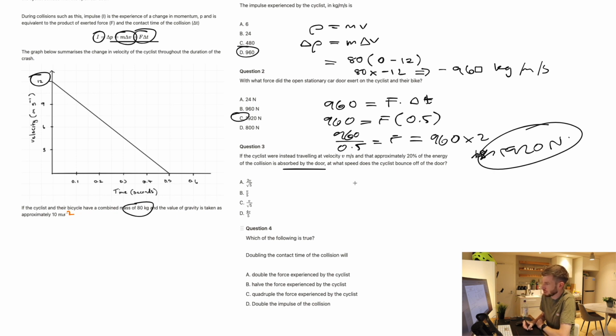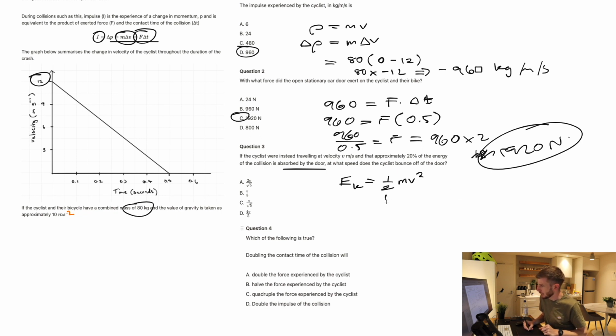If 20% is absorbed, we have to ask where that energy came from. The cyclist was traveling at v meters per second, so they would have only kinetic energy. It's the only thing we can consider, which is half mv squared. Realistically, that would maybe be given in the question, and I might even go back and edit that. It's maybe a little bit unfair, but it's good to know that going in from a physics perspective.